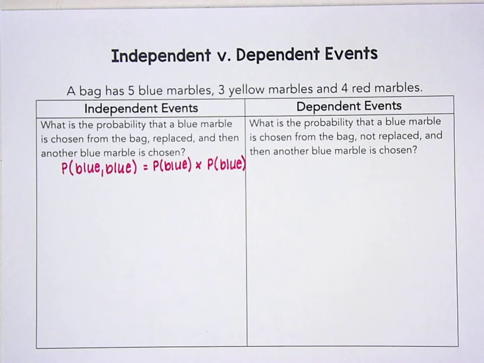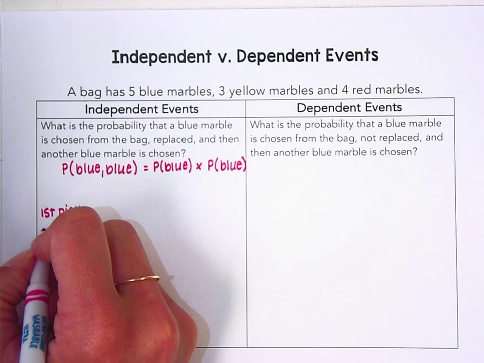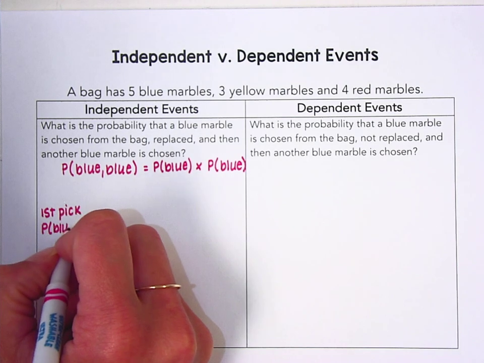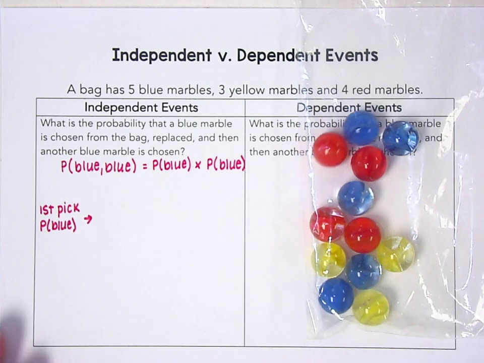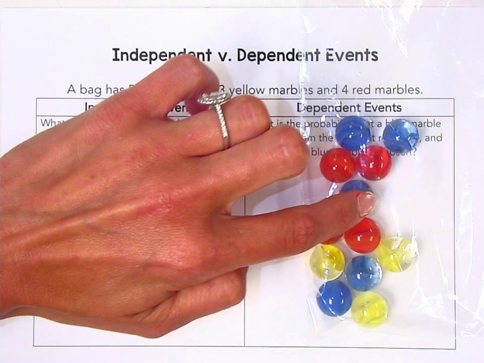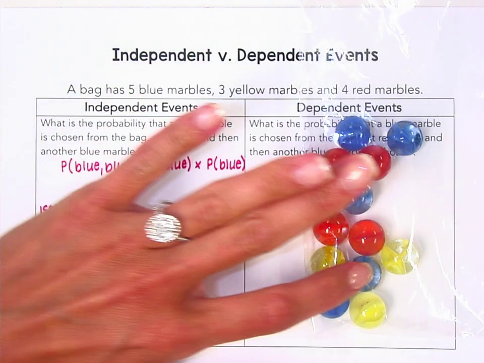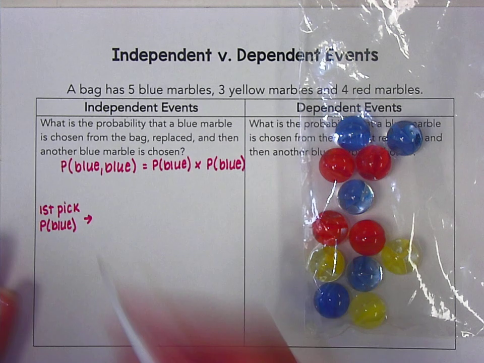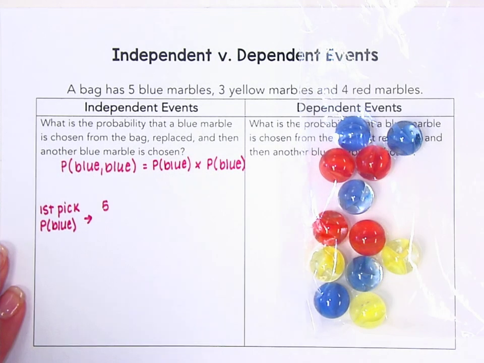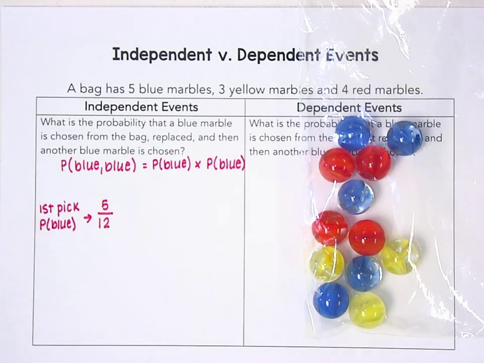So in order to actually calculate this, we need to know what those probabilities are. When we think about our first pick from the bag of marbles, we want to know our probability of choosing a blue. So here's our bag of marbles. In this bag, we have 1, 2, 3, 4, 5, 6, 7, 8, 9, 10, 11, 12 marbles, and 1, 2, 3, 4, 5 of them are blue. So the first time I choose a marble from this bag, I have 5 ways to choose a blue marble out of 12 ways to choose any marble.